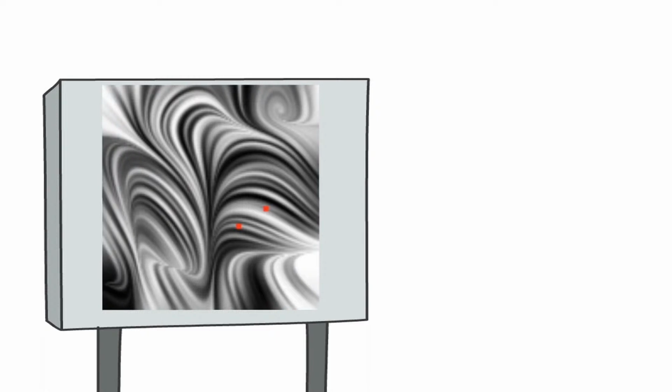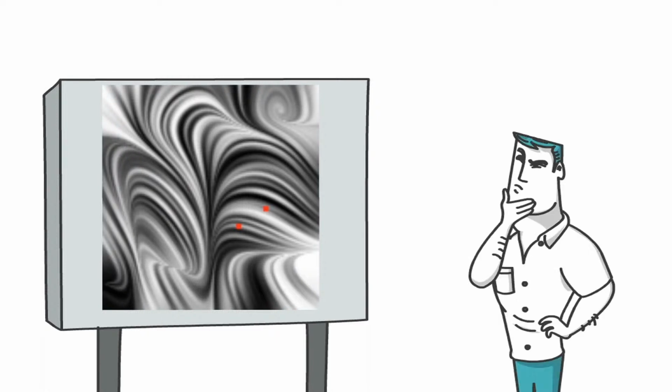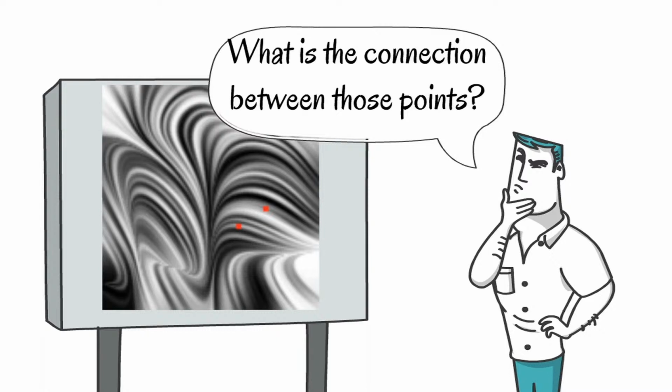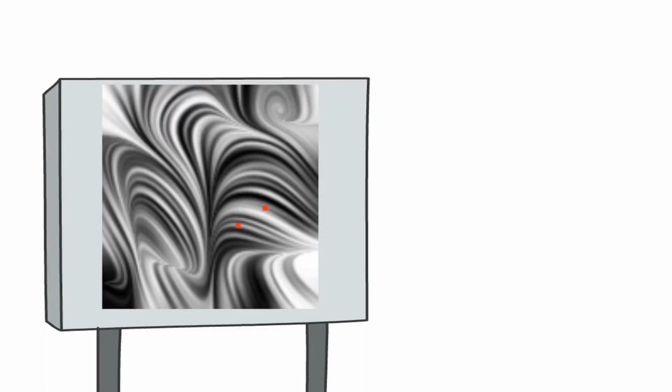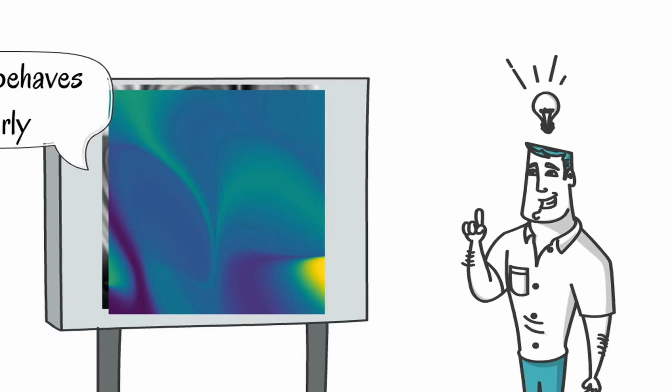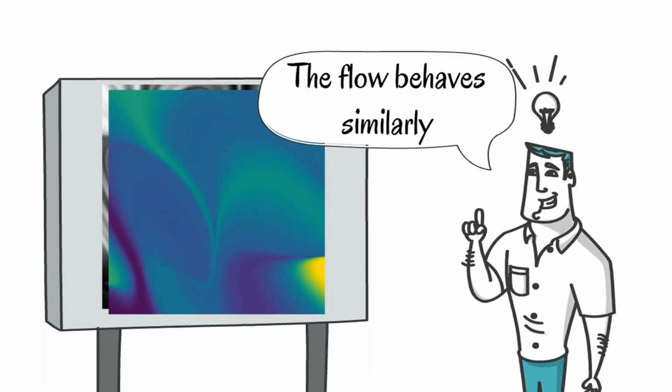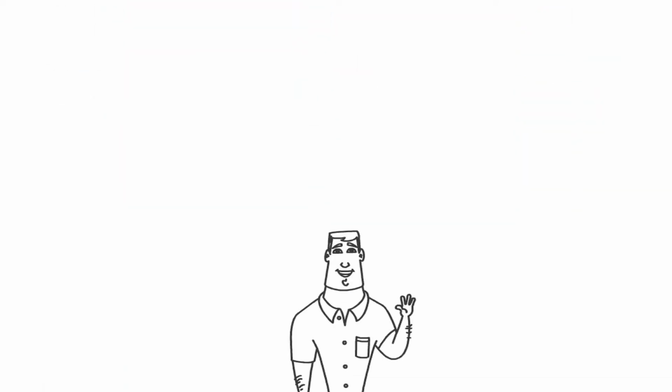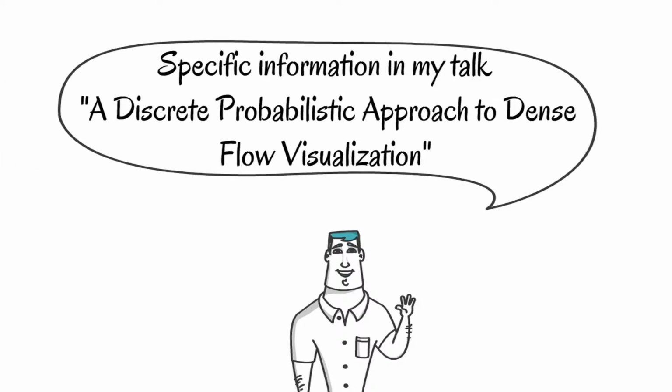Traditional flow visualization methods, such as the line integral convolution, convey information about the underlying flow structure. However, the influence of regions in the flow on each other is not visualized. In my talk, I will present a new dense flow visualization technique, creating a multi-level hierarchy that provides insight into the region's connectivity using a probabilistic model. For more specific details, come to my talk.